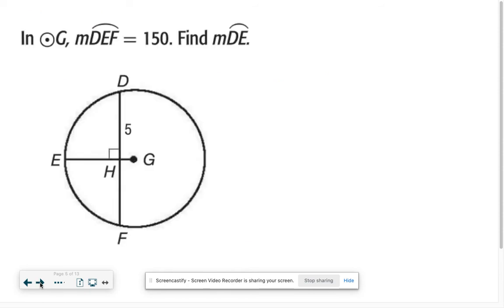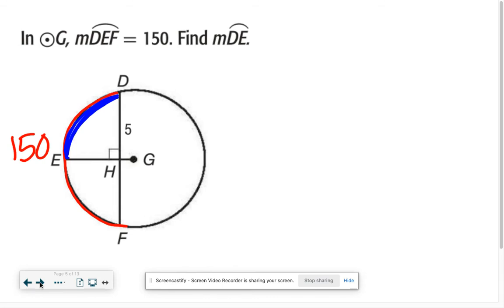Okay, next example, in circle G, the measure of arc DEF, so the measure of this big arc here is 150, and we are looking for the measure of arc DE. So we're looking for this. Even if you couldn't remember the property, you guys are pretty smart people, right? Just be logical. It looks like it's about half of the whole red arc, correct?